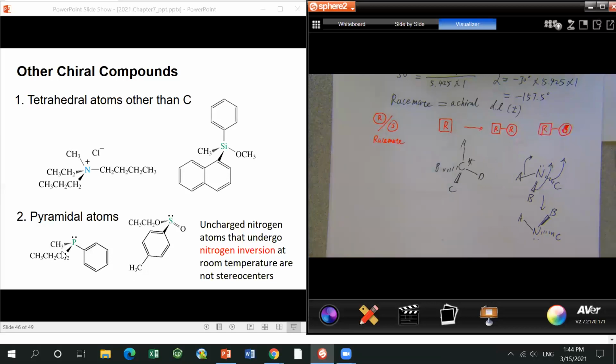But for phosphorus and sulfur, the energy barrier is too high, so there's no flip. That's why you can have only one of the enantiomers in the solution. Nitrogen, because of what is called nitrogen inversion, is not a stereocenter. For you guys, just keep in mind: carbon, silicon, phosphorus, and sulfur, that's it.